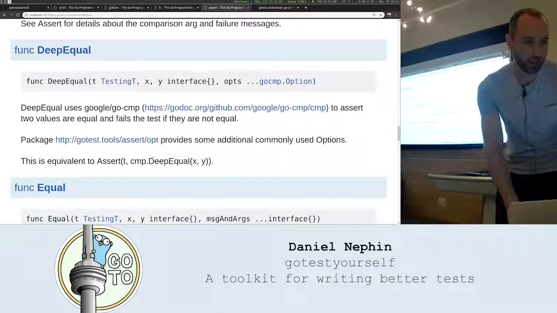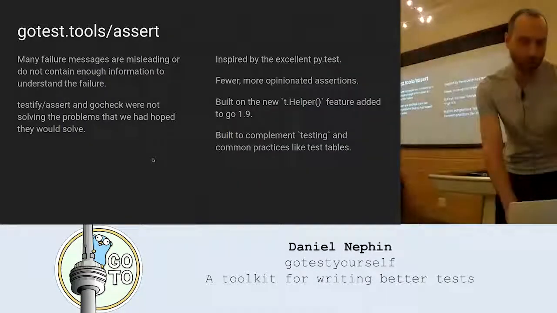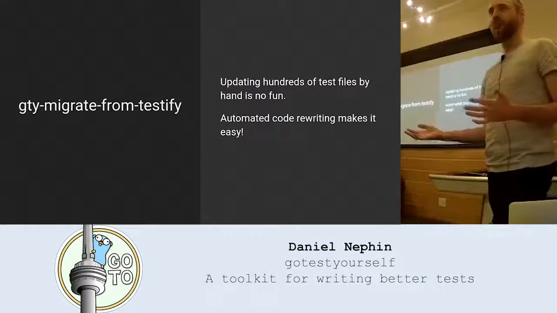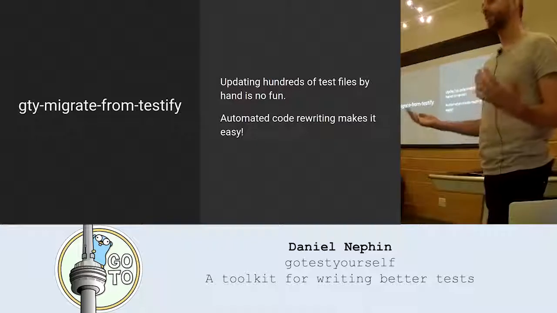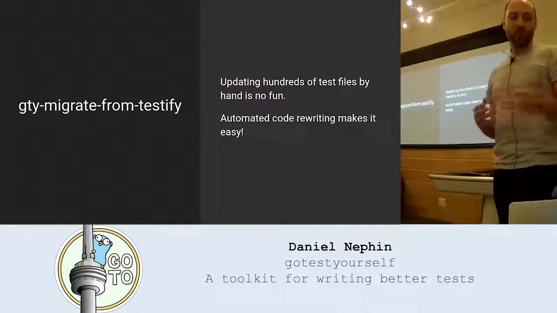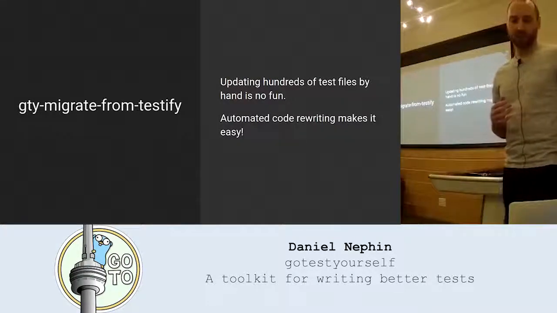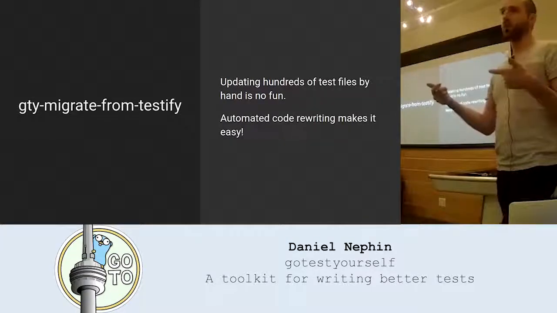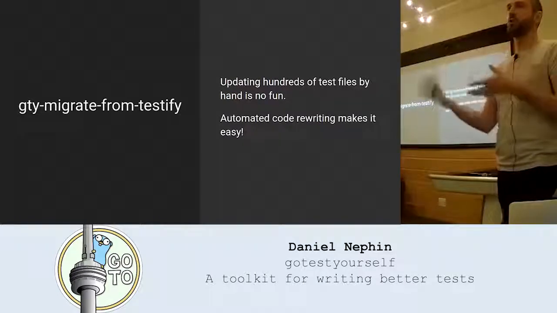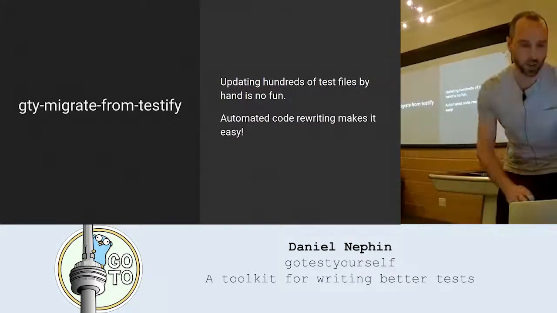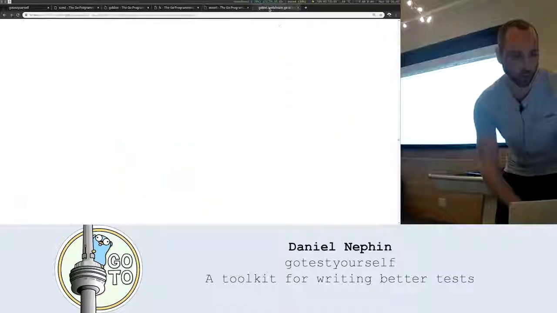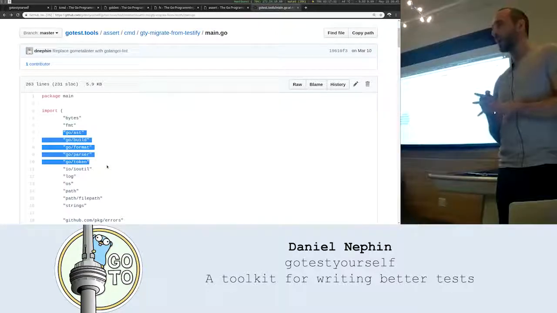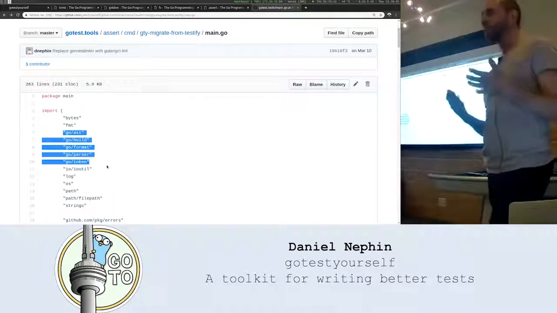So that is the very quick overview of the assert package. But of course, as I mentioned, we had a problem that now we had three frameworks and we wanted fewer frameworks. So I wrote this tool called Migrate from Testify. What this does is that it reads the AST and it rewrites the code from the Testify assertions to the new GoTestTools assertions. I won't go into Go too much, but I just want to highlight that Go does provide quite a large number of packages that make this relatively easy to do.